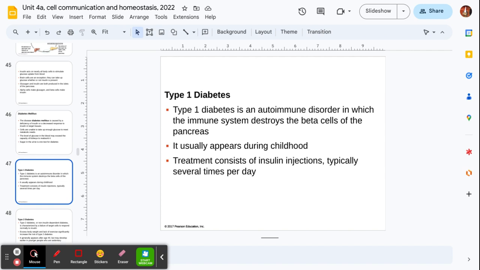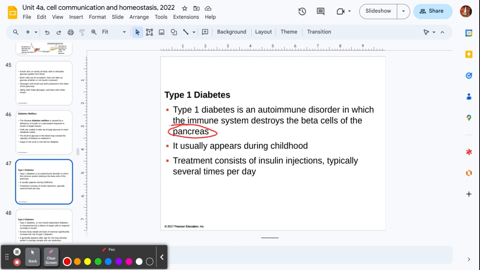There are two types of diabetes. Type 1 is autoimmune. Autoimmune means that your body's own immune system starts attacking itself, and there's all sorts of autoimmune diseases. Diabetes is just one of them. It attacks the cells in the pancreas that are responsible for making insulin. So they're attacking those beta cells, and the beta cells make insulin.